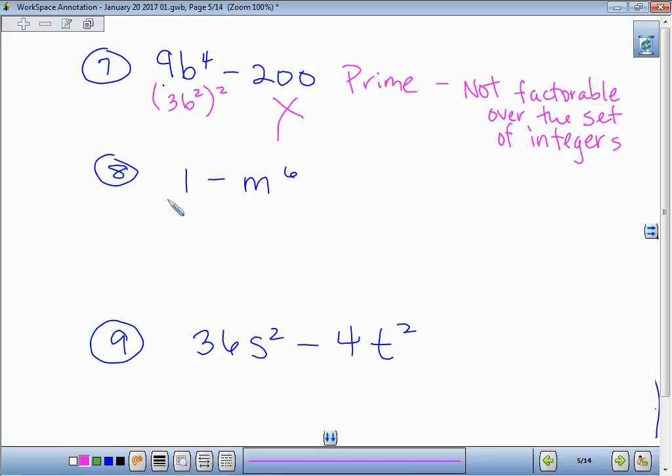Okay, now this one. 1 is a perfect square. Can I write this as a perfect square? I can. And m to the third. So we could factor this as 1 minus m cubed, 1 plus m cubed. Now, Monday, we're going to learn how to go further with this.